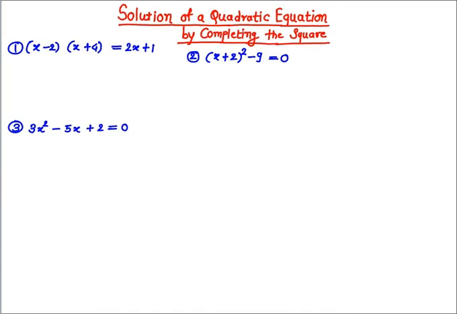(x − 2)(x + 4) = 2x + 1. Now if you solve this, we get x² + 2x − 8 = 2x + 1. Solving again, we get x² − 9 = 0. 9 goes to the right, we get x² = 9. If we take the square root on both sides, we get x = ±3. So x = 3 and x = −3. These are the two roots of the quadratic equation we get.